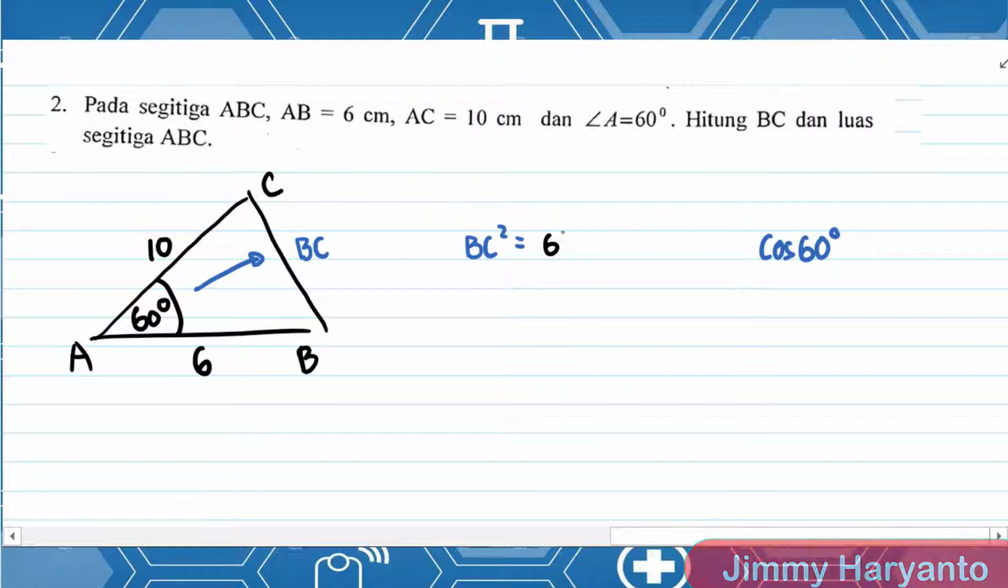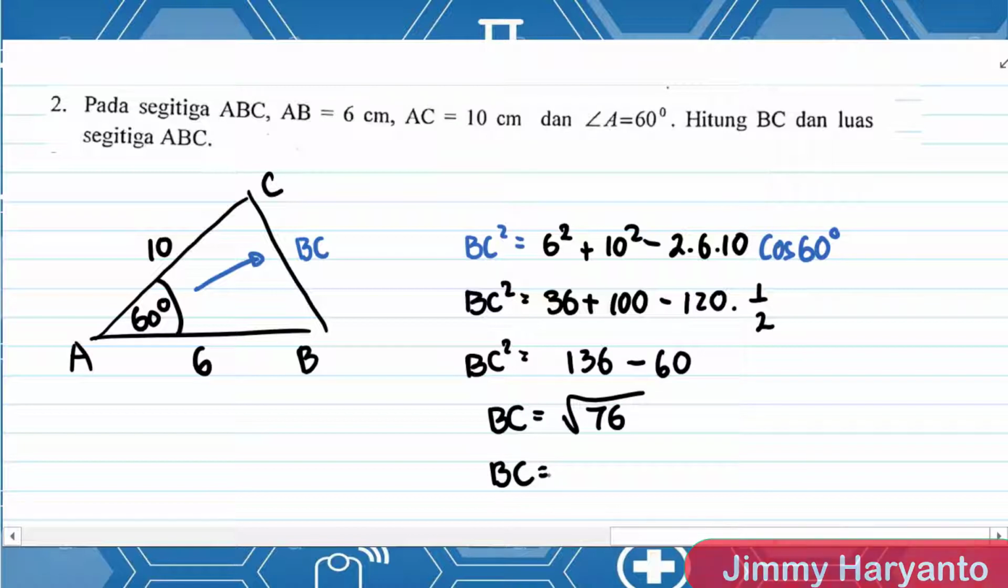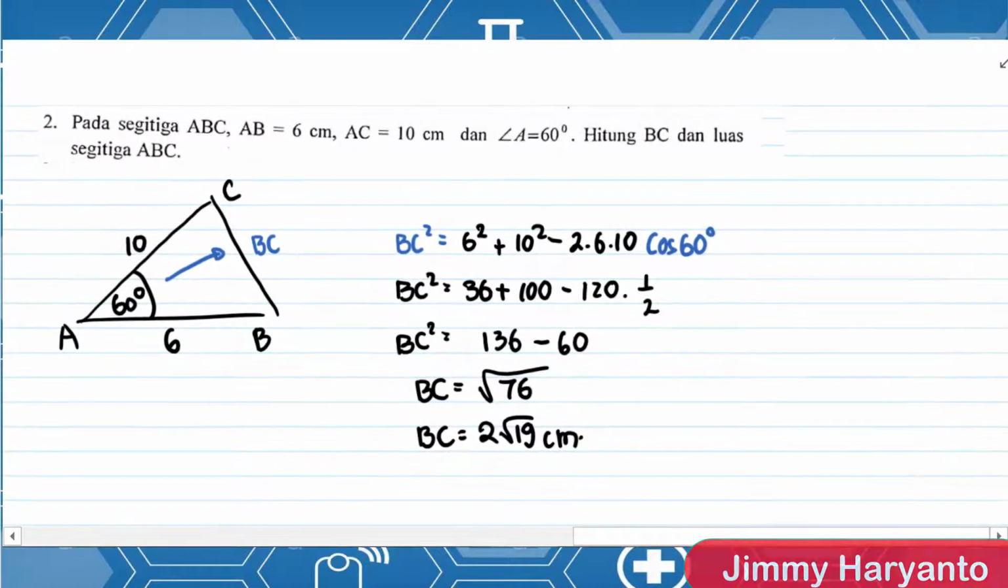Then you will write the rest: 6 squared plus 10 squared minus 2 times 6 times 10 times cos 60. So BC squared equals 36 plus 100, minus 120 times cos 60. Cos 60 is half. So BC squared equals 136 minus 60. So BC will be square root of 76. Simplified, square root of 76 equals 2 square root of 19 centimeters.